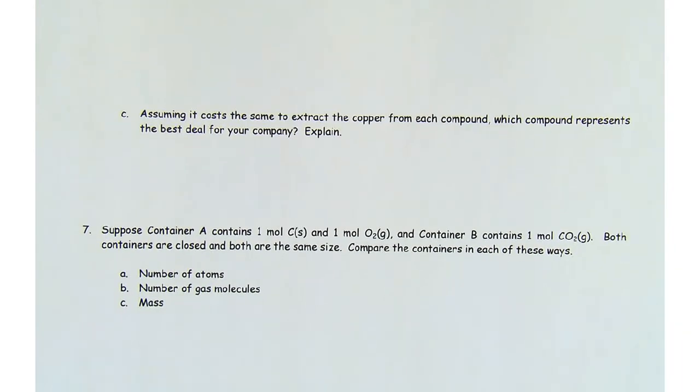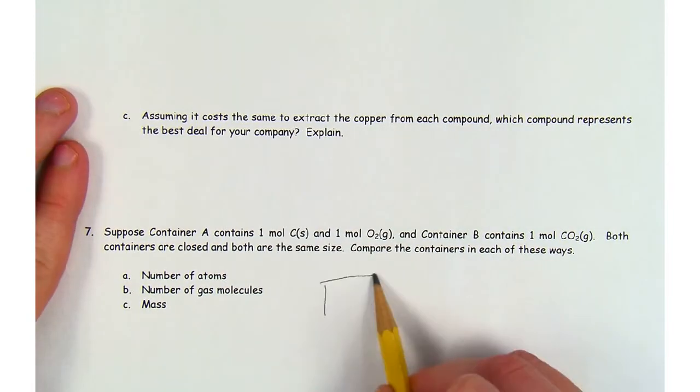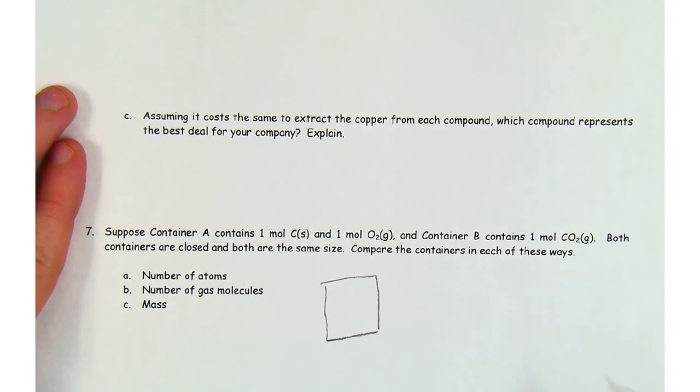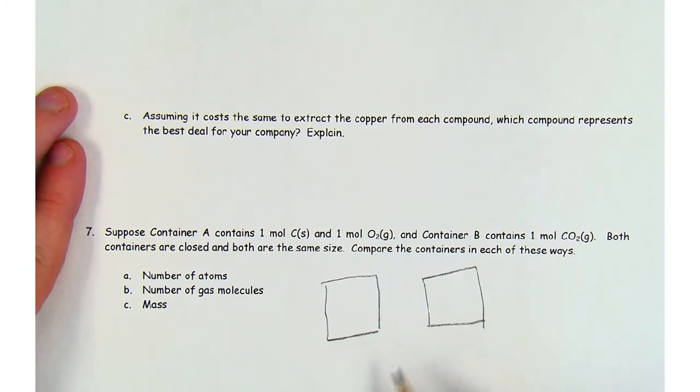Question 7 is asking you to think. It's not asking you to use anything besides your brain. You don't need your periodic table. So you have two containers. All right, you have a first container. I'll draw that here. And a second container. So I'll make this A and this B.